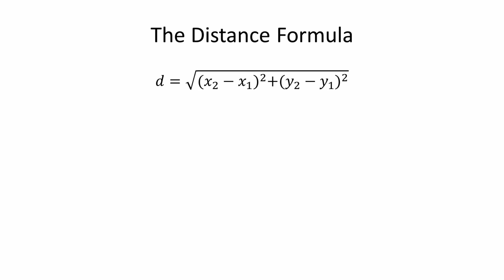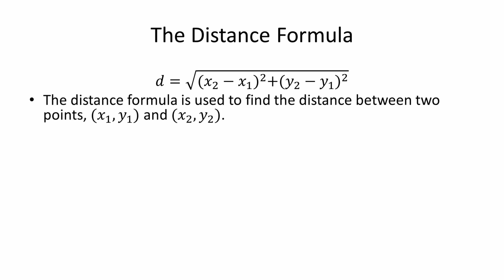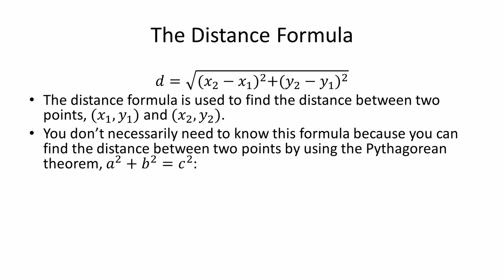The distance formula is d equals the square root of (x sub 2 minus x sub 1) squared plus (y sub 2 minus y sub 1) squared. The distance formula is used to find a distance between 2 points, (x sub 1, y sub 1) and (x sub 2, y sub 2). You don't necessarily need to know this formula because you can find the distance between 2 points by using the Pythagorean Theorem, which is a squared plus b squared equals c squared.